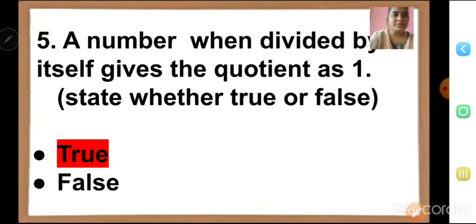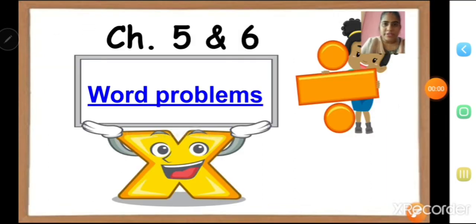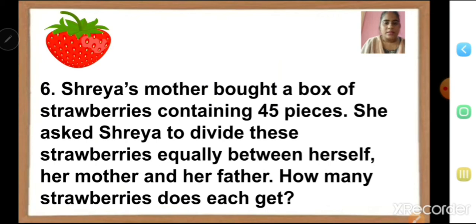Okay children? Now children, next question is word problems. Word problems from both the chapters, chapter number 5 and chapter number 6. So children, while solving, first we have to identify whether we have to multiply or we have to divide. Okay? So let us start. Children, read the question loudly with me.